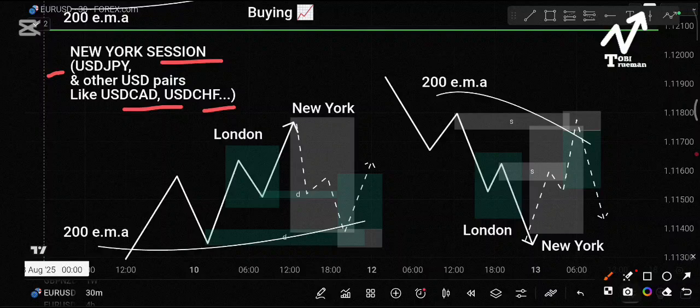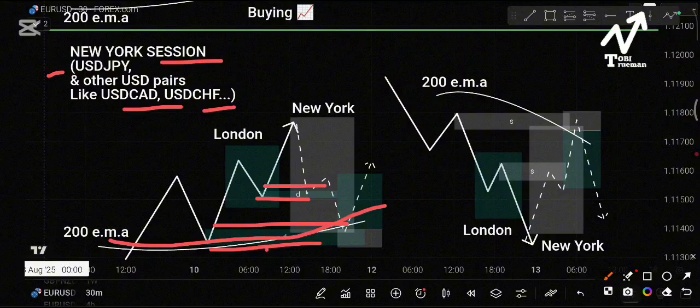Now, how do we know that this is a buying trade? Because price is all above the 200 EMA. With this, if we have the first demand zone inside the London session and we have another demand zone not too far but below, meaning that the second demand zone will be preferable. And the same thing applies for selling also.